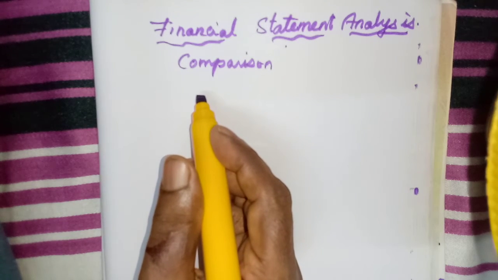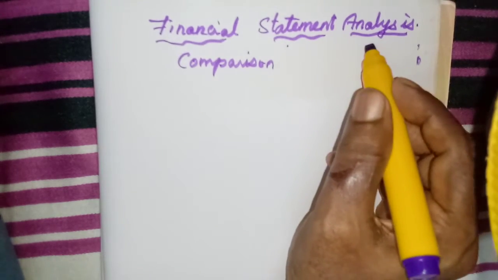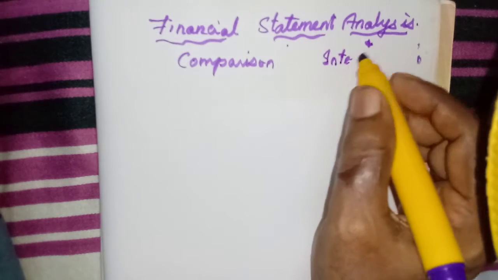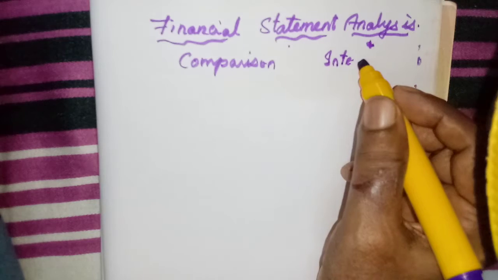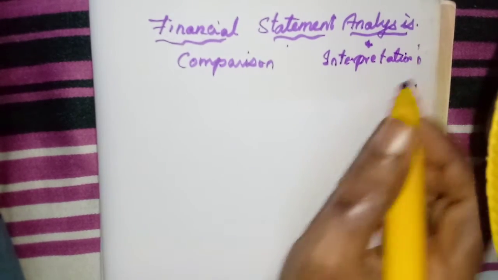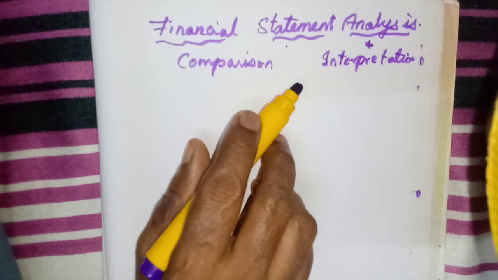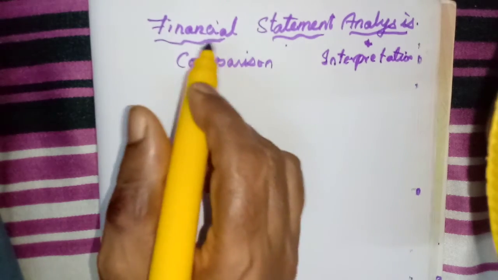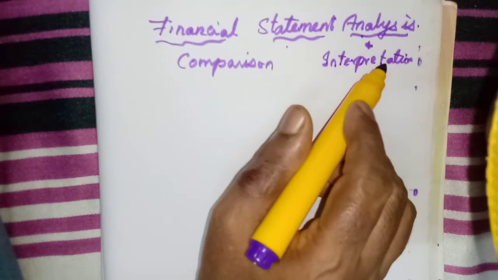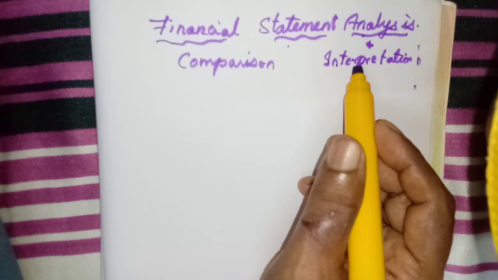That comparison will be done, and we can include this analysis and interpretation in the beginning of the accountancy class. In 11th standard you might have learned this one, analysis and interpretation. This is what we are learning extra from the financial statement. With the help of the financial statement they will analyze and they will interpret. What is interpretation? They will explain the reasons for the variation.